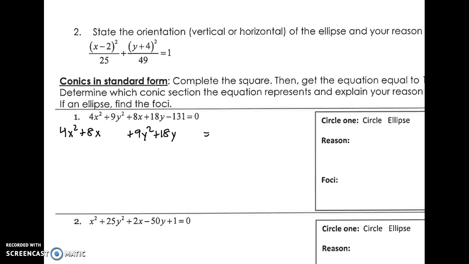And I'm going to move that 131 to the other side by doing the addition property. Add 131 to both sides. The mistake a lot of people make here is they go right to completing the square. And completing the square only works well if you have the leading coefficient of the square terms factored out. So I'm going to do that right here.